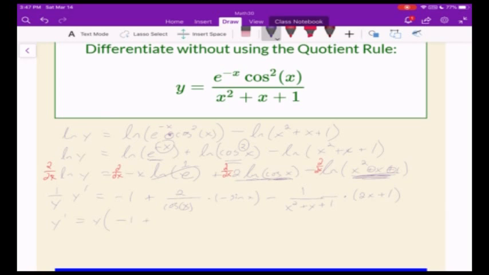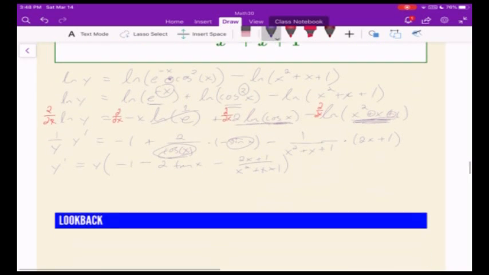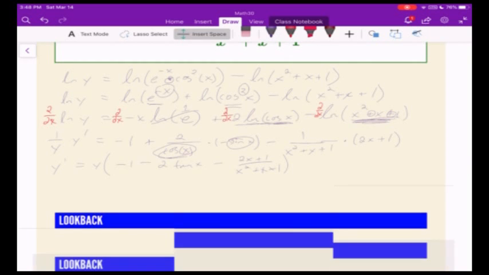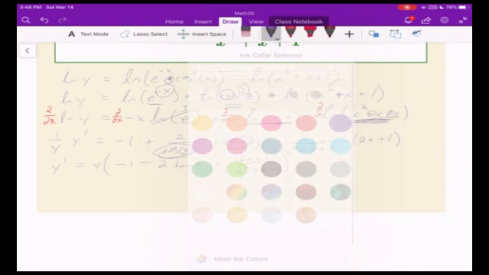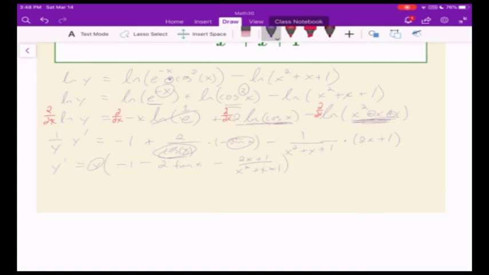All right, and so if you were to clean this up, you want to take y prime, move the y over, multiply it over rather: y times negative 1 plus, I'm going to call this sine over cosine, so, try this again, minus 2 tangent x minus 2x plus 1 over x squared plus 1, sorry, x squared plus x plus 1.